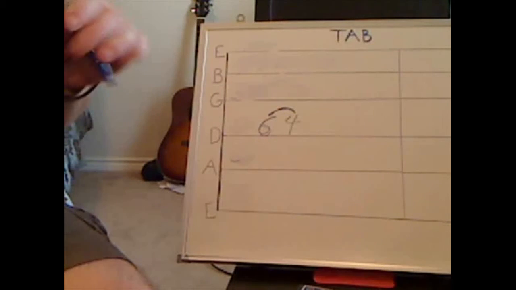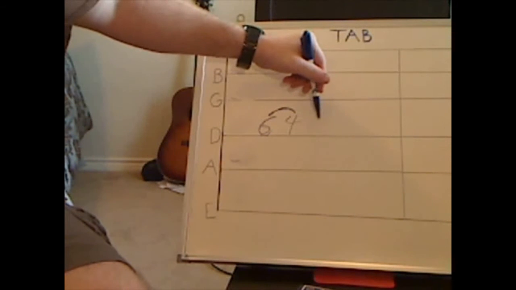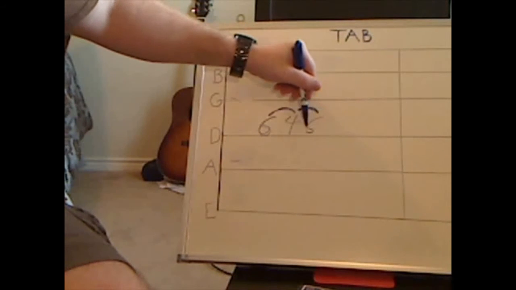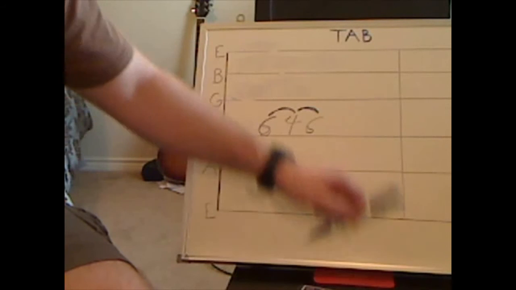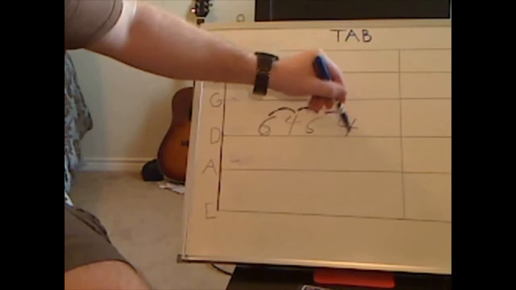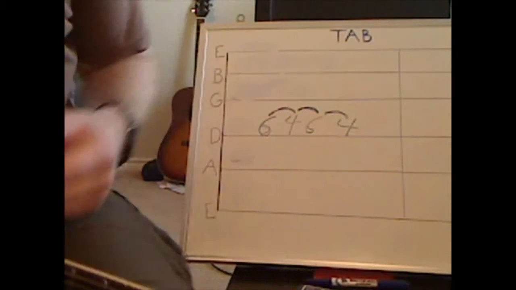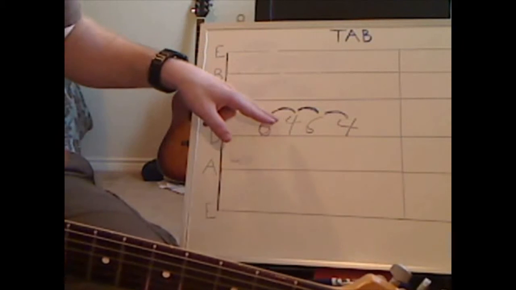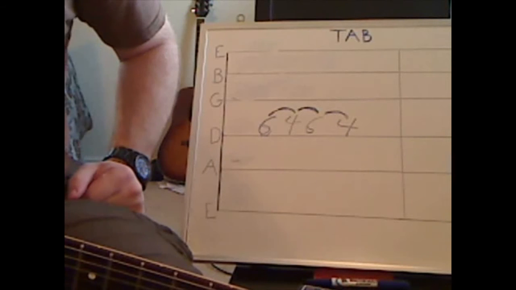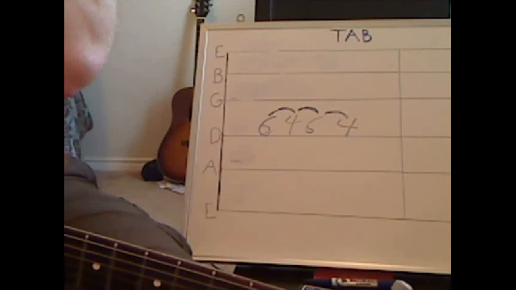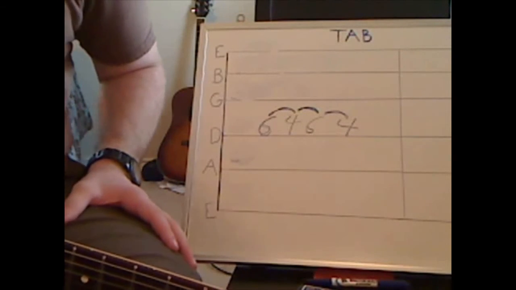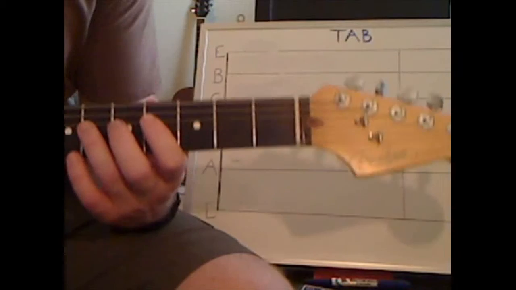You can actually have multiple pull-offs and hammer-ons. Okay? Again, sorry for the handwriting, but I'm still on the D string. Now I'm going 6-4, 6-4. When you start repeating a whole lot of these, it's called a trill. And sometimes you'll see them list them out like that, or sometimes they'll just do it a couple times and write trill under it. But this is basically what that is.